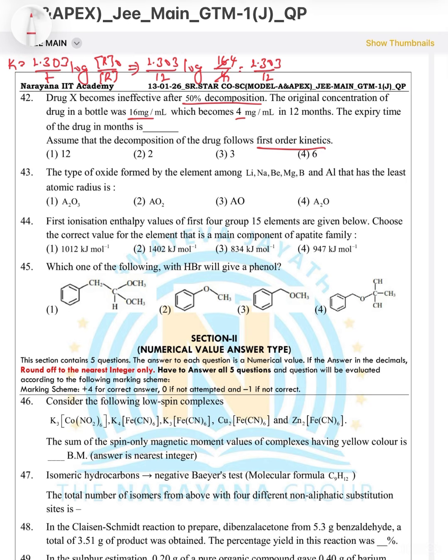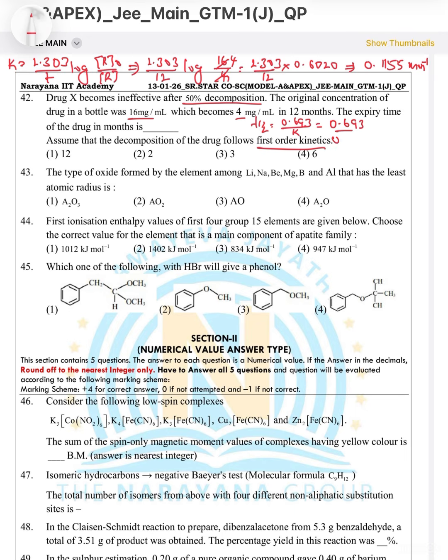2.303 by 12 into log 4 value is 0.6020. So if you simplify this, you will get K is equal to 0.1155 per month. K value we got. After getting K value, T half we have to find out. What is T half according to first order kinetics? T half is equal to 0.693 by K.